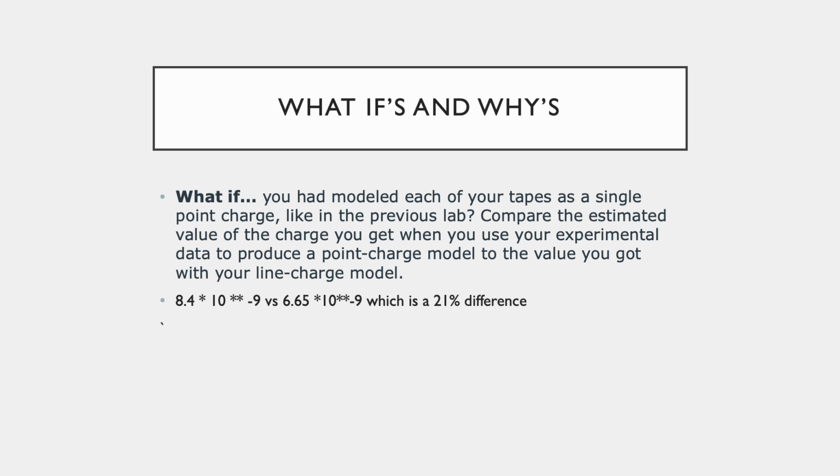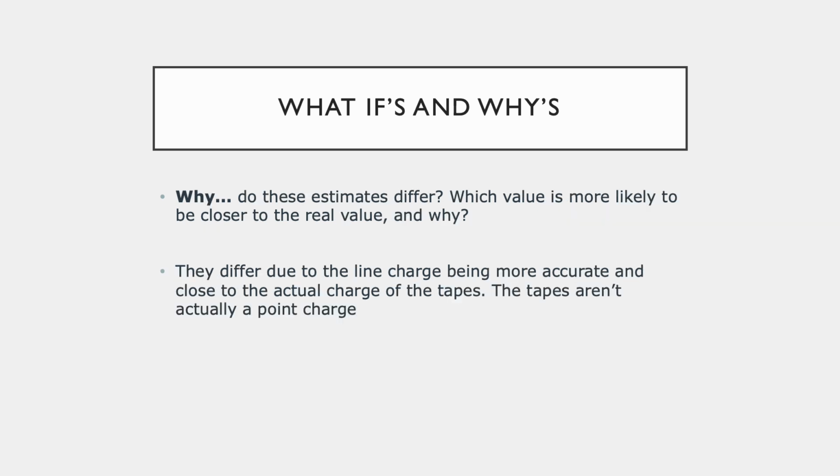So, what ifs and whys? If I had modeled my charge based on the point charge versus the line charge, it would have been less accurate, and there's a 21% difference between the two charges, which would have been reflected in my data. And why do these charges and estimates differ? They differ because the line charge is more accurate and reflects the tape more realistically, when the tape actually isn't a point charge, so the point charge model is less accurate.